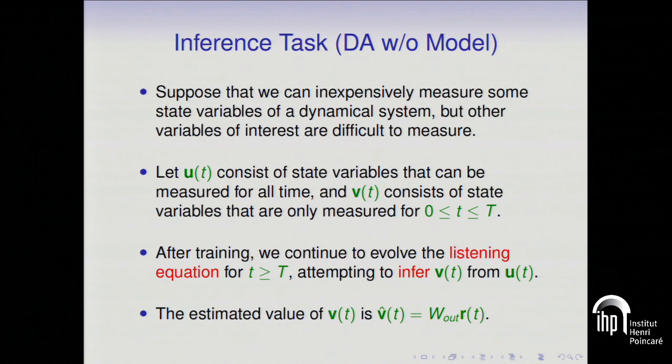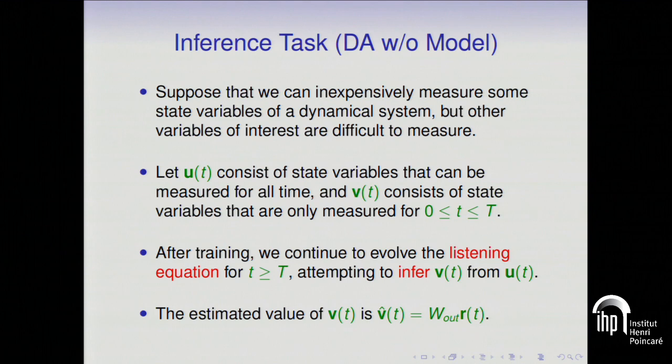Regardless, in this purely data-driven approach, we can't do anything unless we have some training data for V of T. In the latter case, if U is observations and V is a model state, V of T could be a reanalysis, perhaps. In the scenario I posed here, I want to assume that we can measure the complete state at some great expense for some limited period of time, and then try to infer the expensive-to-measure variables in terms of the cheaper-to-measure variables on an ongoing basis.